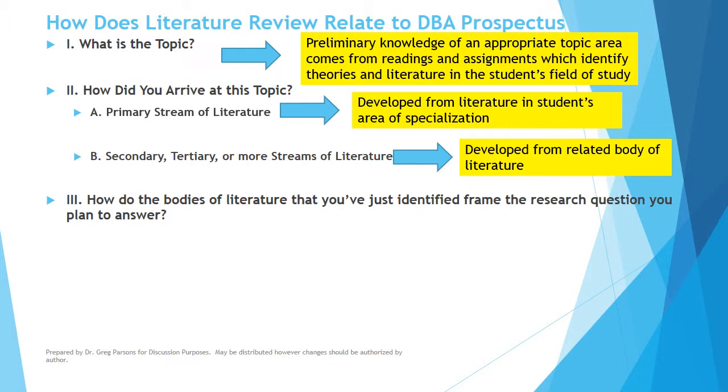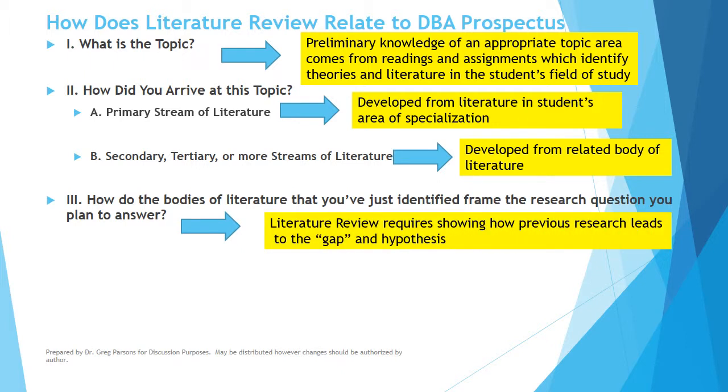So obviously the process of literature review is important to coming up with the answer to this question. Number 3, how do the bodies of literature that you've identified frame the research question that you plan to answer? And again, if you go back to the objectives of the literature review, you'll see this comes directly out of it. The literature review requires showing how previous research leads to the gap, or generating what the hypothesis or research questions are going to be. You can't have a question that's unrelated to the previous literature. It has to kind of fall out of it. So this is extremely important to developing your research question.